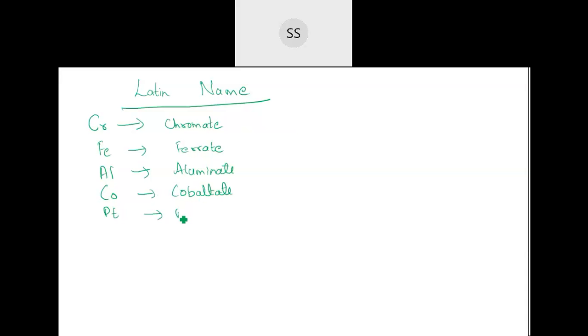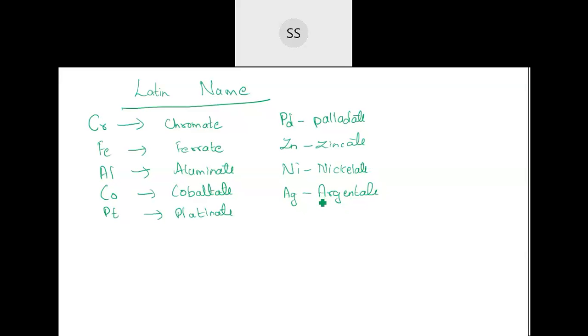Platinum, platinate. Palladium, palladate. Zinc, if you have, zincate. Nickel, nickelate. Silver is argentate. This is the Latin name.